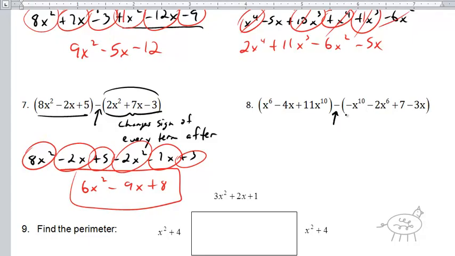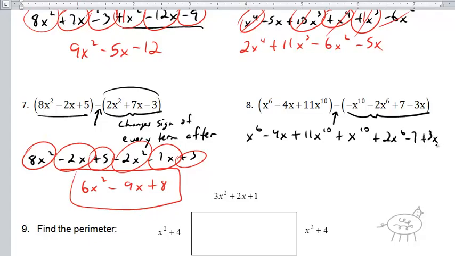Okay, let's look at number 8. Again, there's a minus here, so we change the sign over here for every term. So we get x to the 6th minus 4x plus 11x to the 10th plus x to the 10th plus 2x to the 6th minus 7 plus 3x.